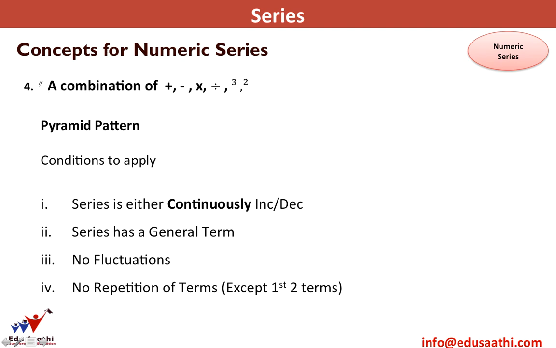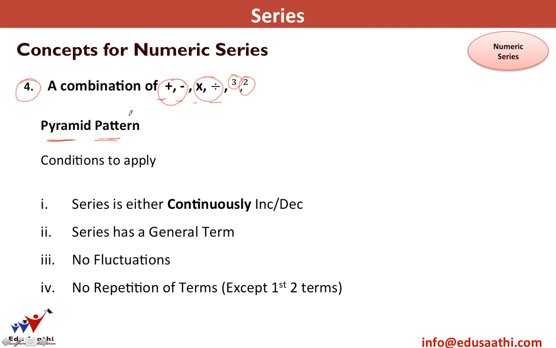Now a series, the fourth concept here, can also be a combination of what we've discussed before: plus, minus, multiply, divide. This is AP, this is GP, and then we have cubes and squares. So any combination of these. How do we solve them? We use what is known as a pyramid pattern.